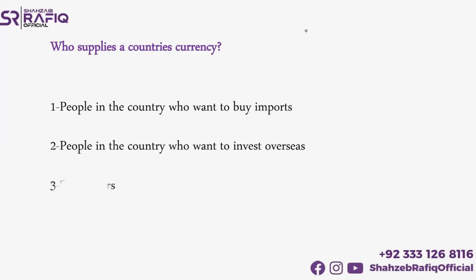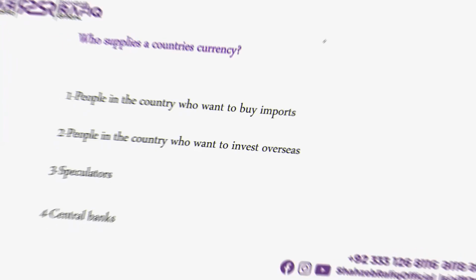The second factor is people in the country who want to invest overseas. The third is the speculators again. Obviously, they will be selling their currency when they feel they have earned enough profit from it. And last but not the least, the central bank: when they want to maintain their foreign reserves, they start printing more notes and supplying more money into the market in order to buy more of the foreign currencies. So these are the suppliers of a country's currency.